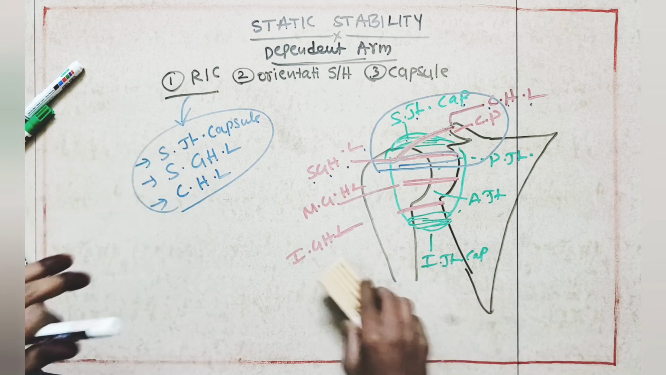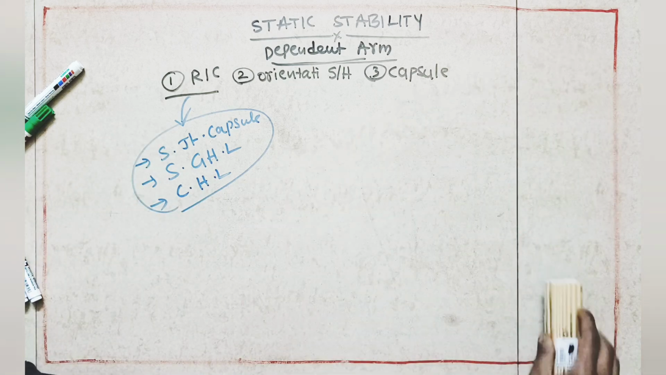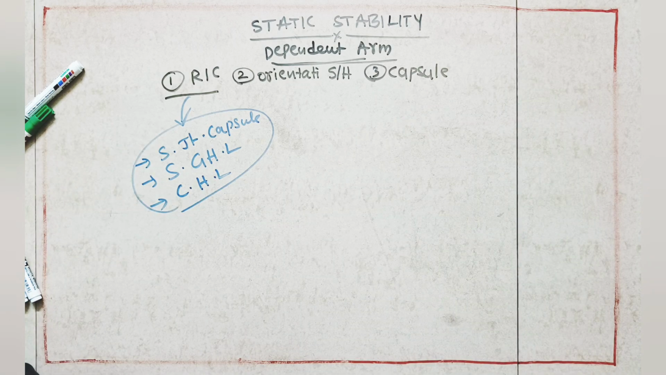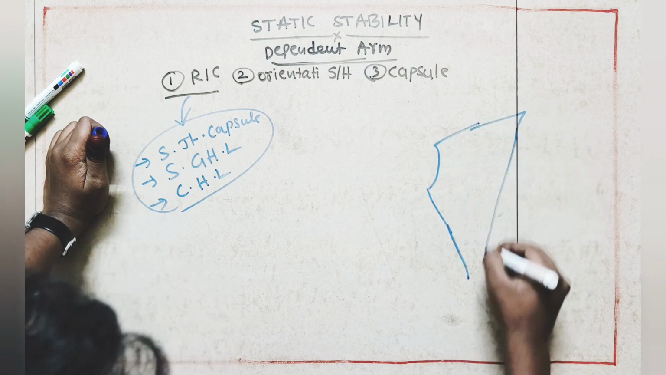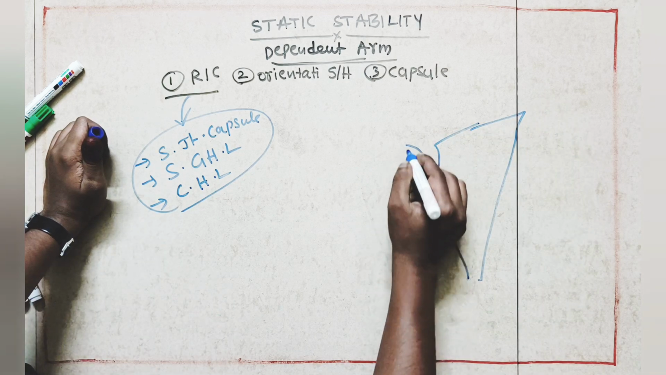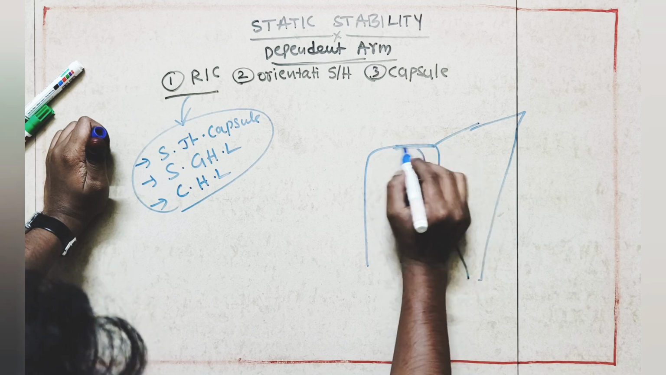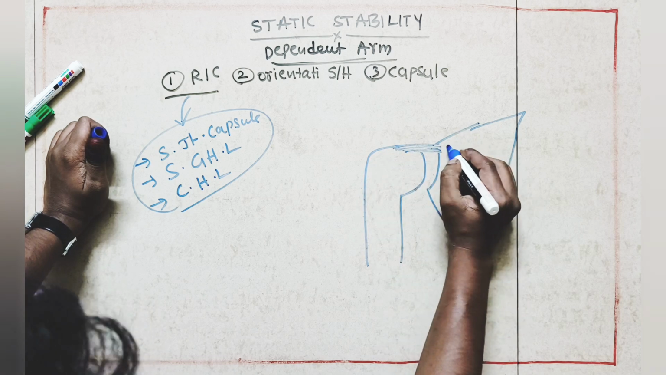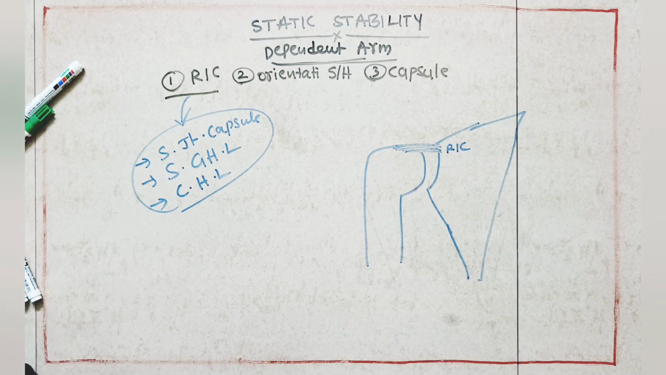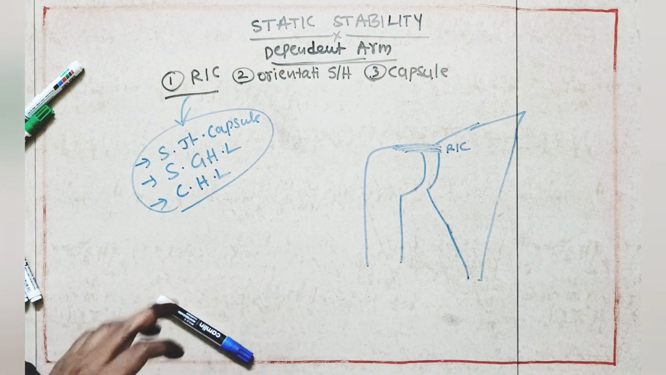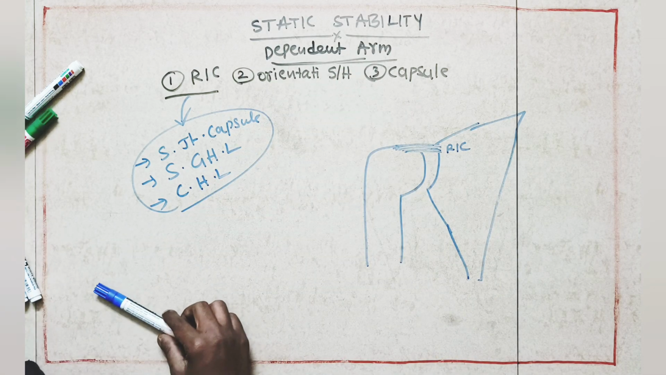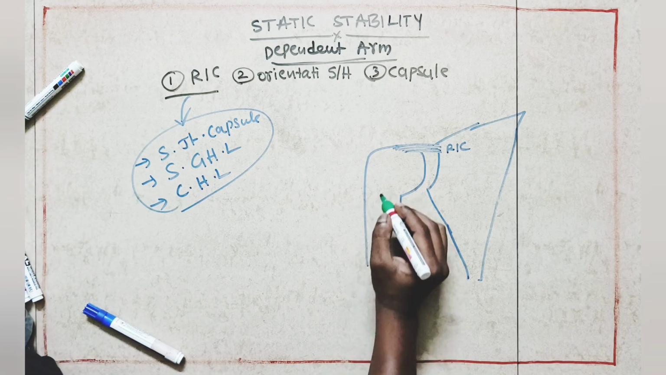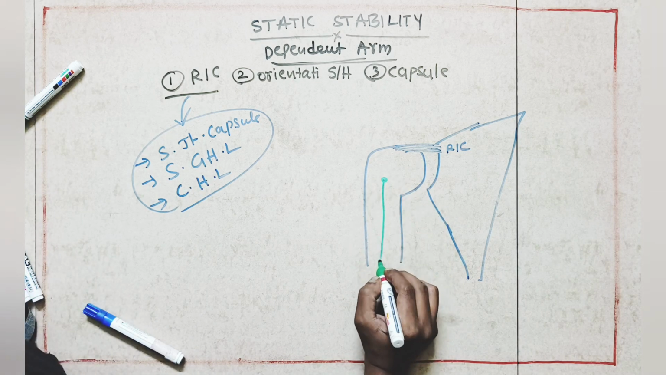Now we will see how it helps in stabilization of the shoulder joint. Suppose this is our scapula, here we have the head of the humerus. Imagine this is our rotator interval capsule. We discussed that it will be there superiorly. So if the arm is dependent, what is the point here? The gravity will act on the humerus.